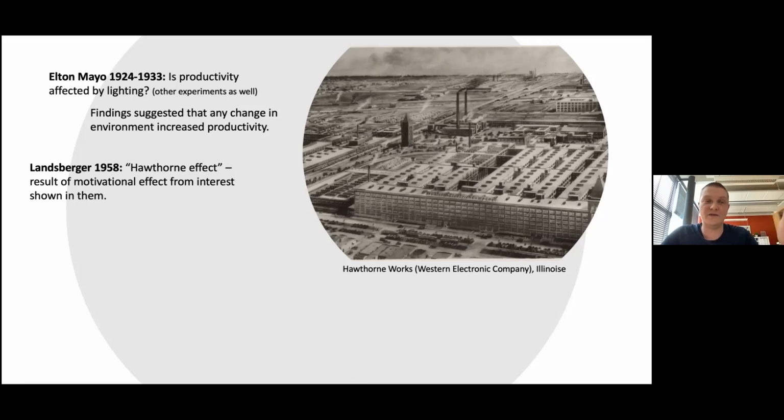It just had to do with the fact that you were paying interest to these people. You were studying them, and therefore they changed. So it actually had nothing to do with the experiment you wanted to do. And this has then been given the name the Hawthorne effect. This was discussed and debated for many years: why does this happen?